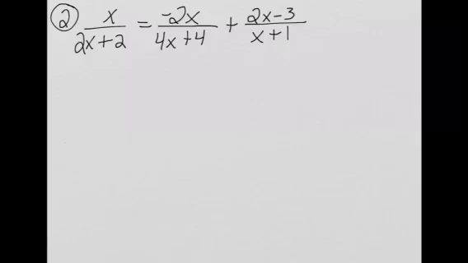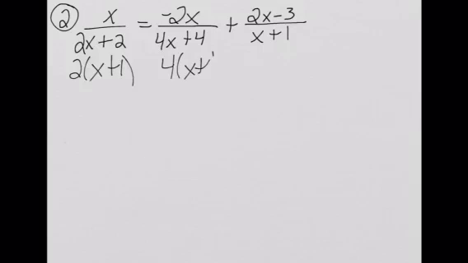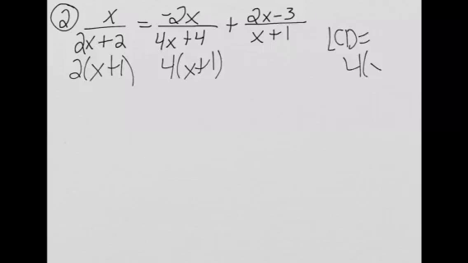Alright, number 2. It's kind of the same thing. We want to solve the equation. So the first thing we've got to do is make sure each denominator is in factored form. So this first one becomes 2 times x plus 1. And then the second one's 4 times x plus 1. And then the last one is just x plus 1. And so our LCD would just be 4 times x plus 1. Okay, so that's my LCD.